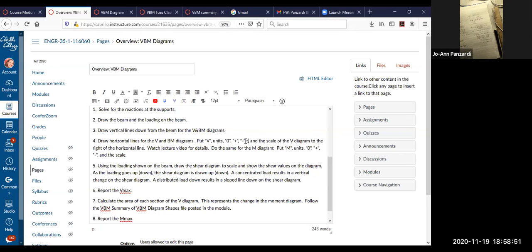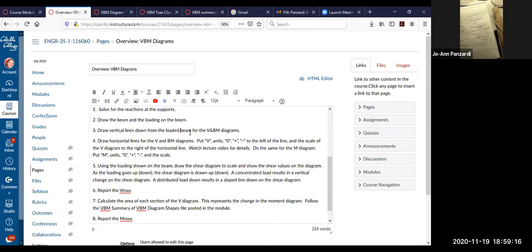Maybe the vertical lines clarify that it's from the forces acting on the diagram. Do you want me to change the wording? Is it okay now? Draw vertical lines down from the loaded beam. How's that? I mean, Maria?